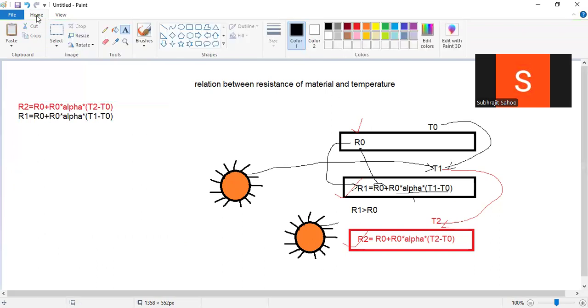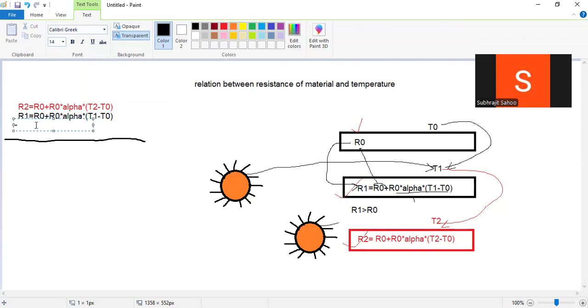Observe how to derive the relations. Very simple. What I will do? Simply, I will do subtraction here. If it is subtraction, then here plus becomes minus, here plus also becomes minus, here plus becomes minus, and here minus becomes plus, right? Observe.